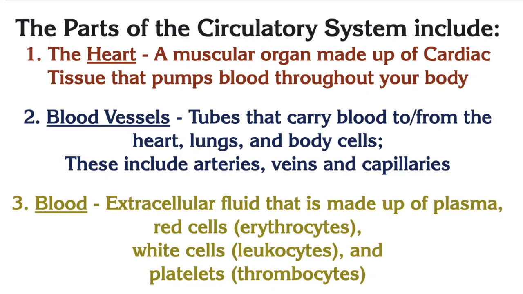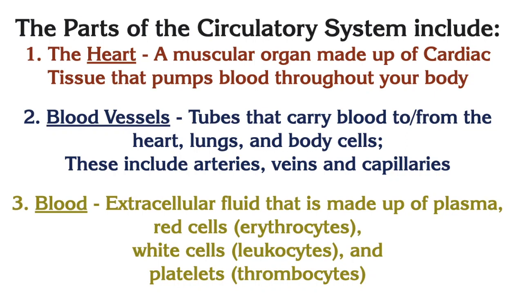As we said, we have the three parts of the circulatory system. The heart is the muscular organ made up of the cardiac tissue. Remember, the cardiac tissue has intercalated discs. Please go back and look at pictures of those because you will need to be responsible to know what cardiac tissue looks like. You will also need to be responsible for what smooth muscle and skeletal muscle looks like, as smooth muscle makes up blood vessels.